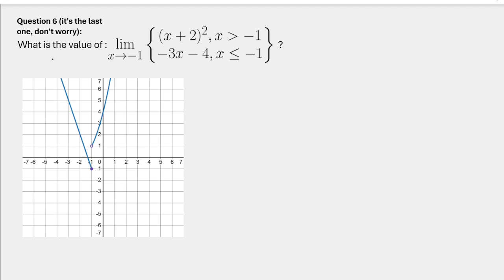All right, folks. Looks like we've got another hairy one. Question 6. What is the value of... I am not reading all of this out. So instead, let's go ahead and examine some of the behavior and break this down. So when x is greater than negative 1, we have what looks to be the behavior of a quadratic, or at least half of one. And then when x is less than or equal to negative 1, we have a simple linear function. So we're trying to evaluate the limit of this function as x approaches negative 1.